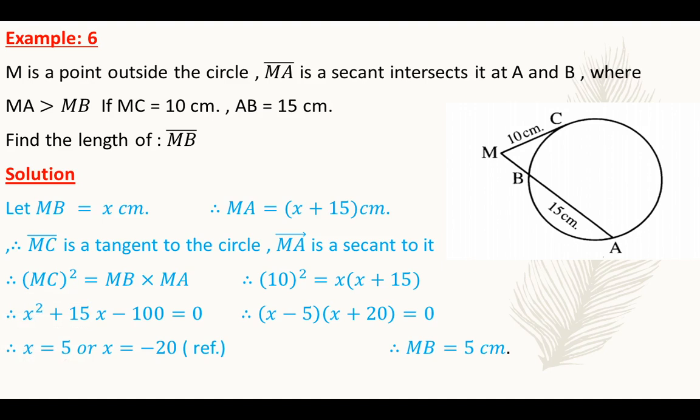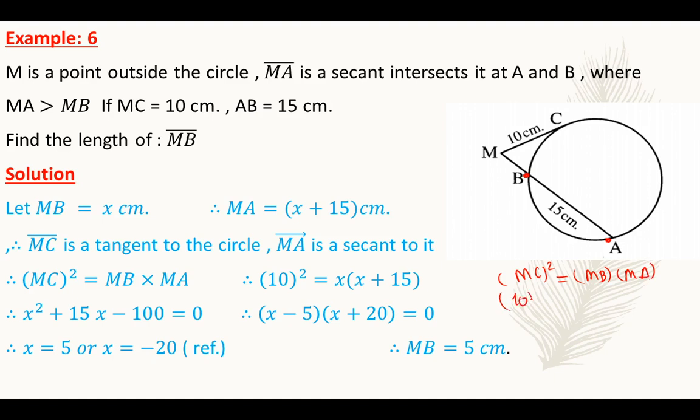Here you can see that M is a point outside the circle, MA is a secant. Here MA is a secant means that MA intersects the circle at 2 points, A and B, where MA is bigger than MB. If MC equals 10 centimeters, find the length of MB. Here you can see that MC touches the circle at C, so MC is a tangent. So we can write MC power of 2 equals MB multiplied by MA.